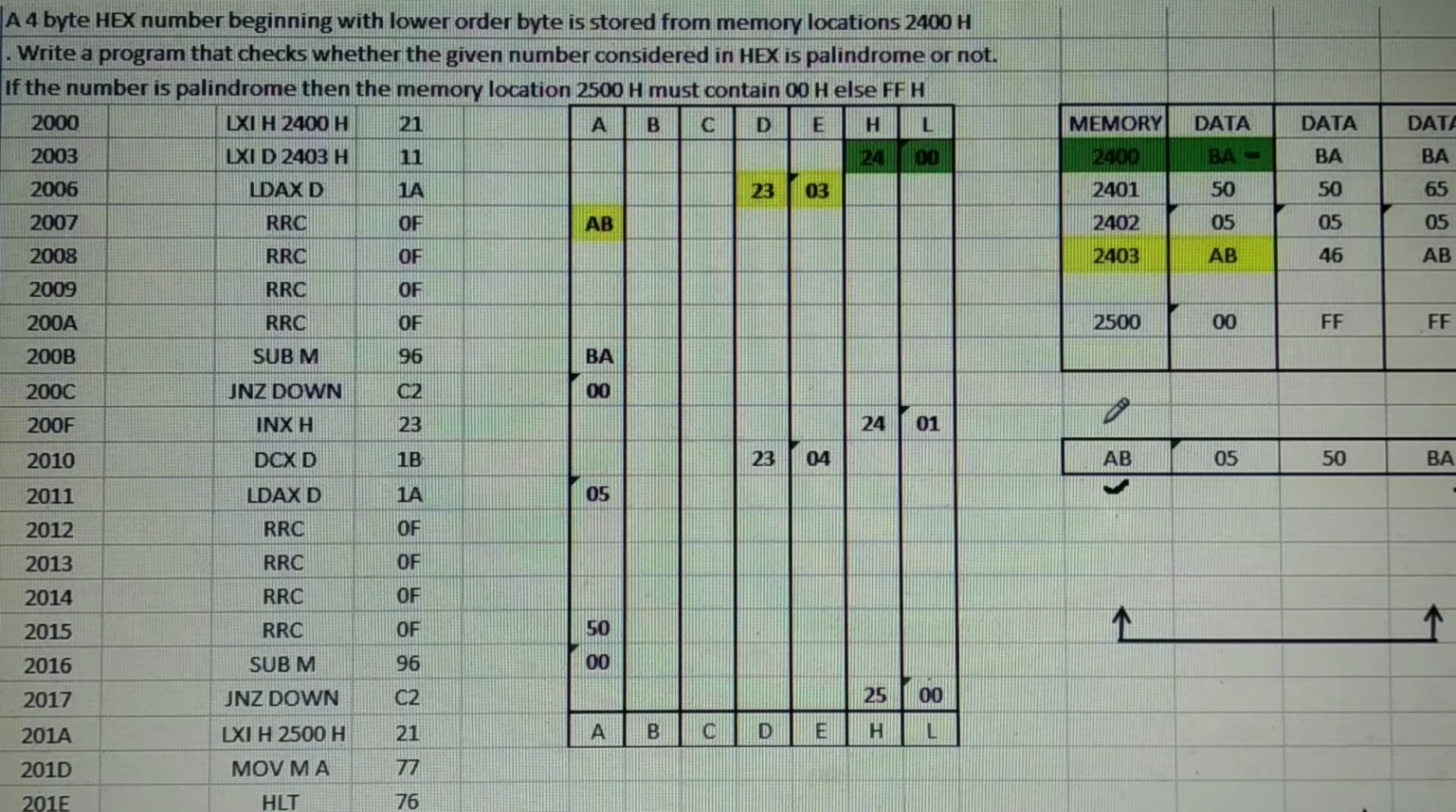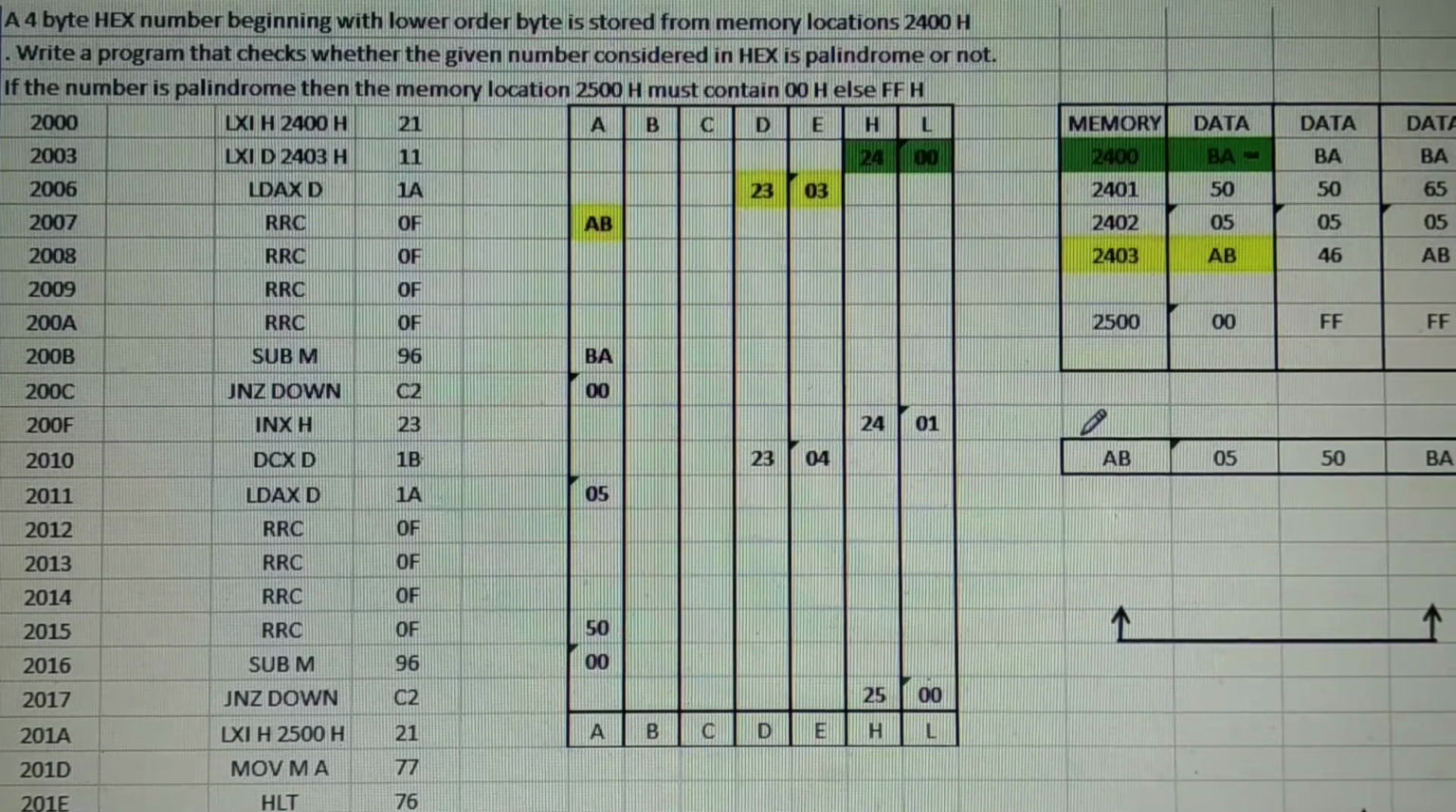Now read the number from left to right: AB0550BA. Read it from right to left: AB0550BA. That means this combination is palindrome. If palindrome, you have to store 00, and if the number is not palindrome, you have to store FF.